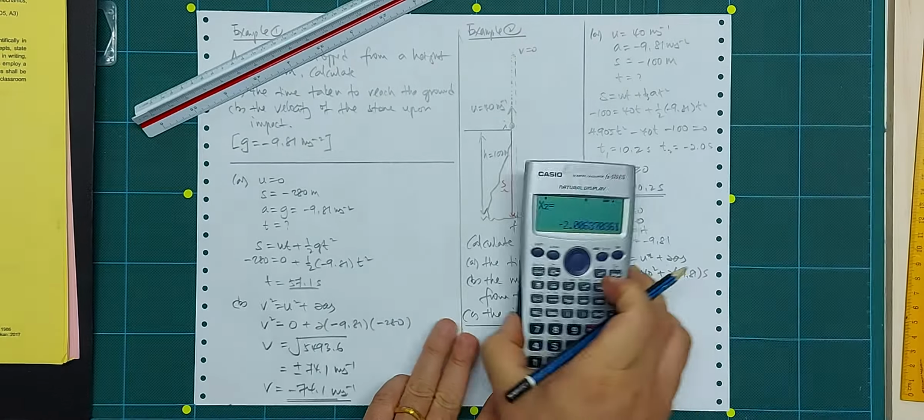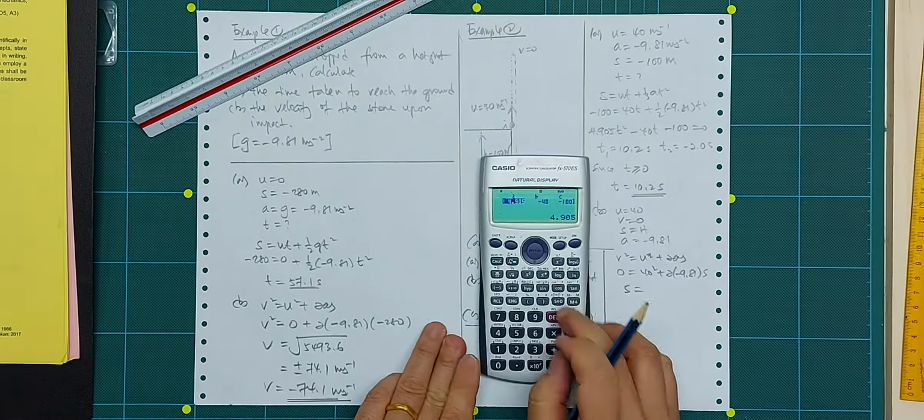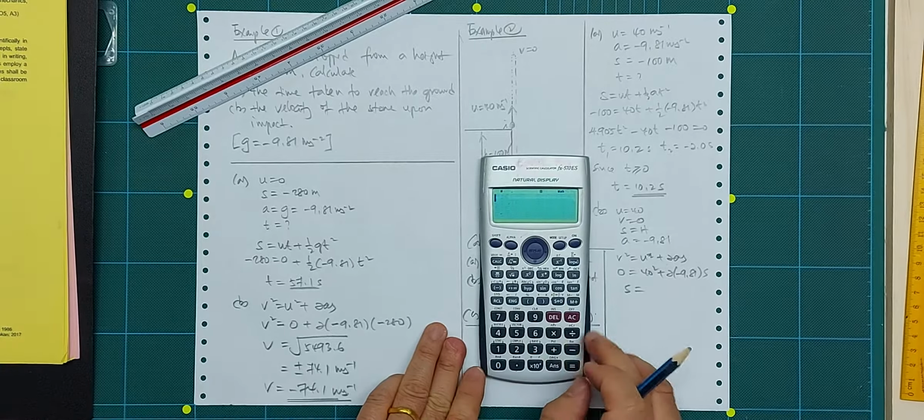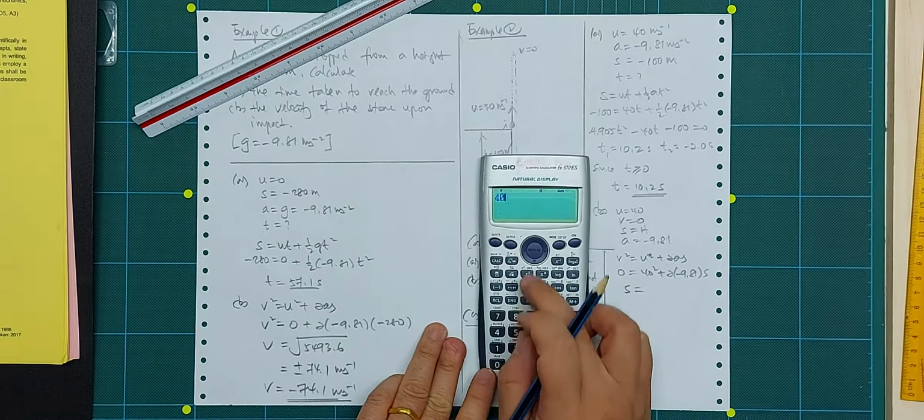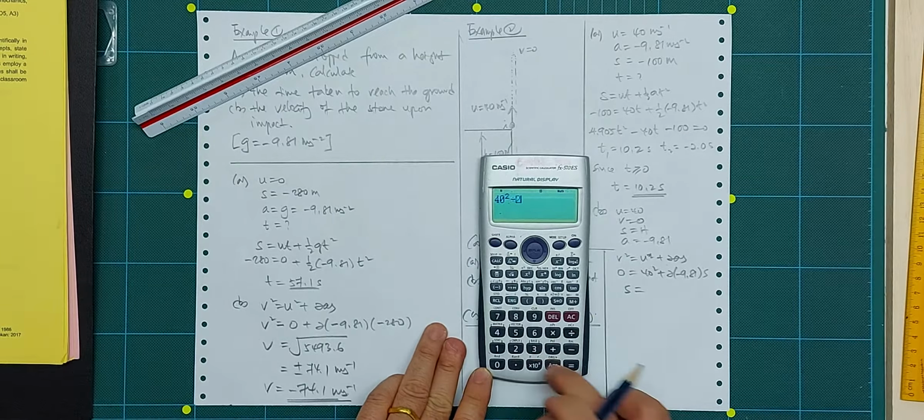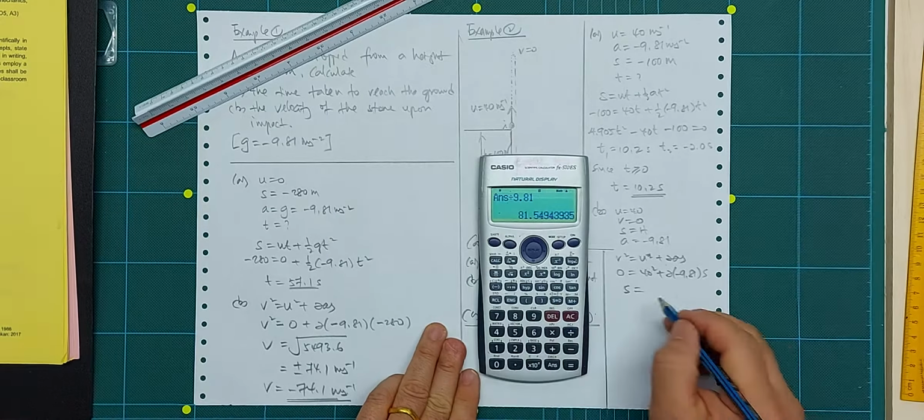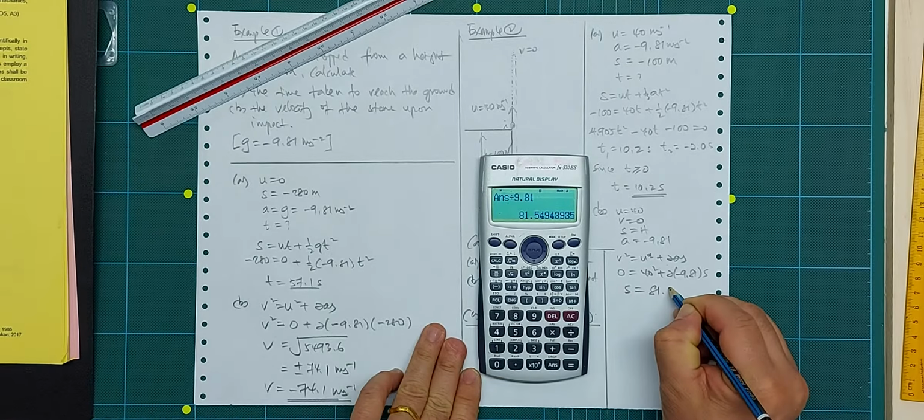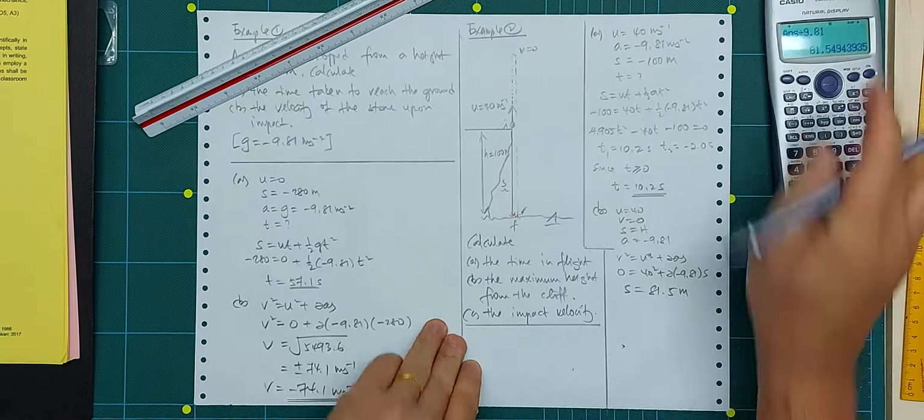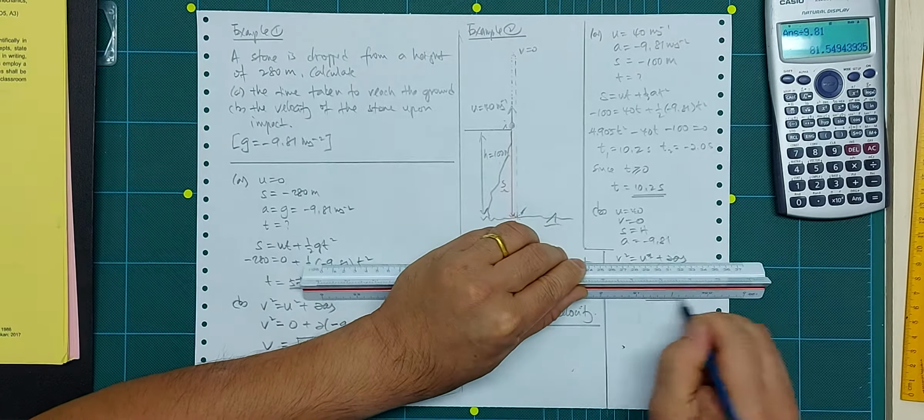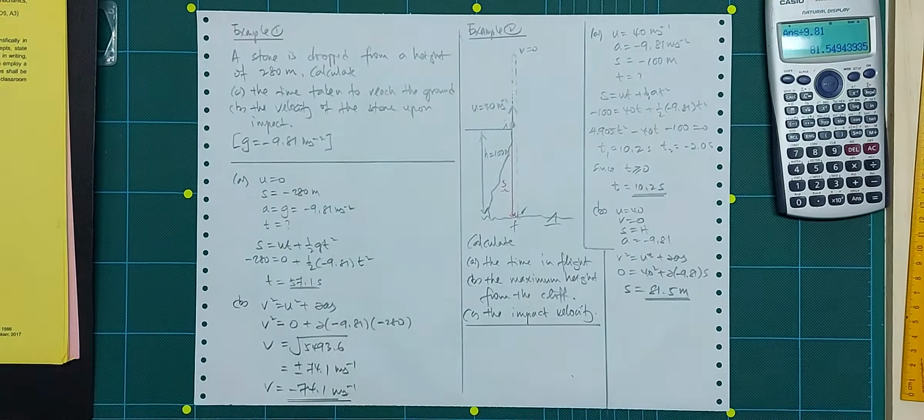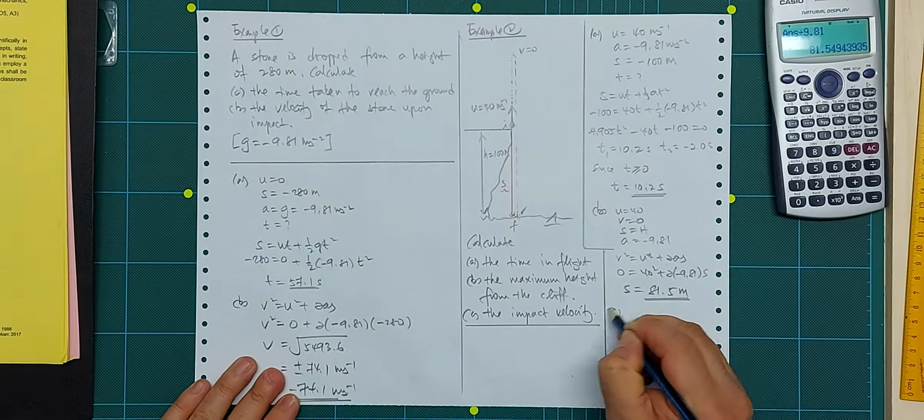Okay, so our maximum height from the cliff is 40 square divided by 2 divided by 9.81. Okay, so it is 81.5 meter. Okay, 81.5 meter. Okay, next one, C.